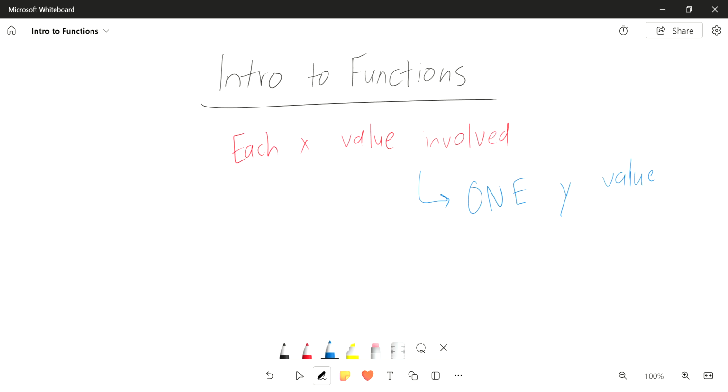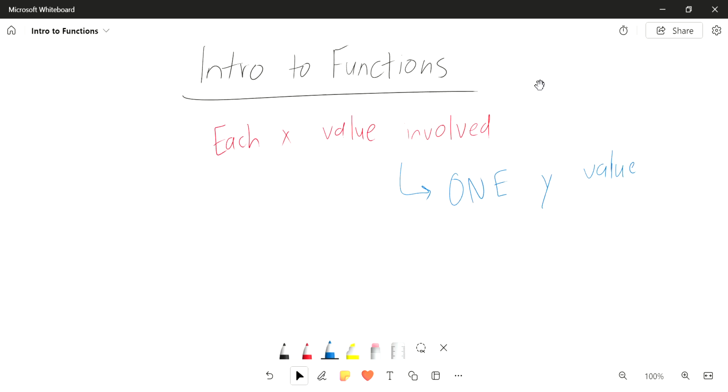Say one cheeseburger costs $3. If you were to pay $3, that's your input, and then you would get one cheeseburger back. If you were to pay $6, that's an input and you'd get two cheeseburgers back. But if you were to pay $3, they're not going to give you two cheeseburgers back because that means for one input you get multiple outputs. So that's just one example of functions.